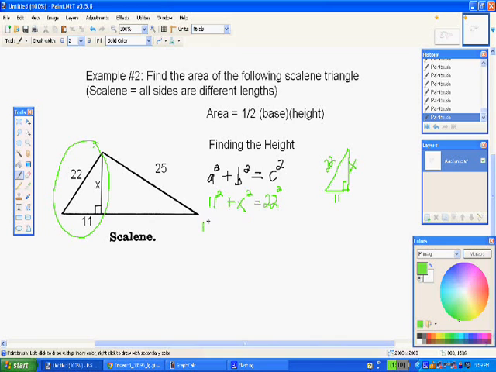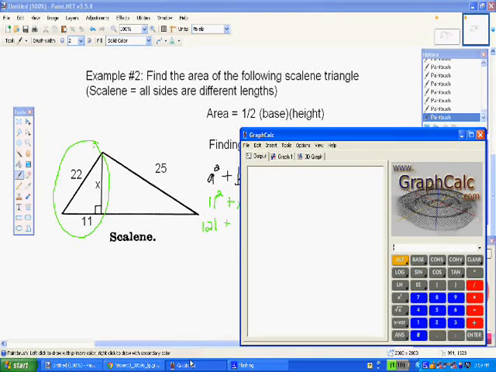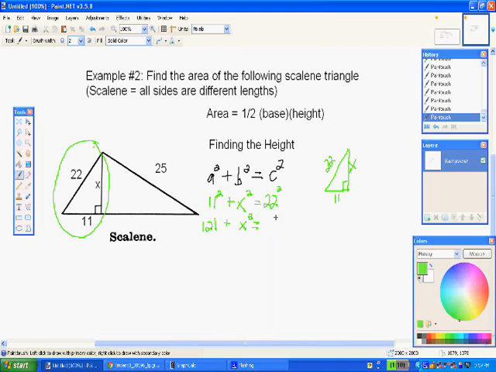Now, 11 squared is 121. I'm not exactly sure what 22 squared is, but I'm going to bust out my calculator. Let's see, 22 squared gives me 484. And then I'm going to solve for x squared. So to do that, I will subtract 121 from both sides.